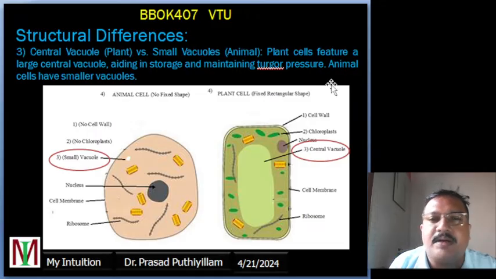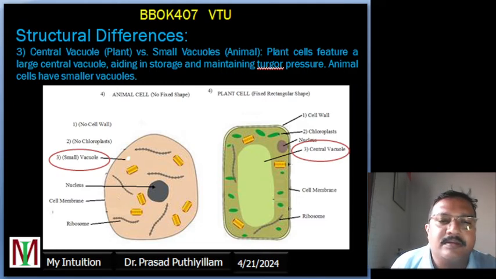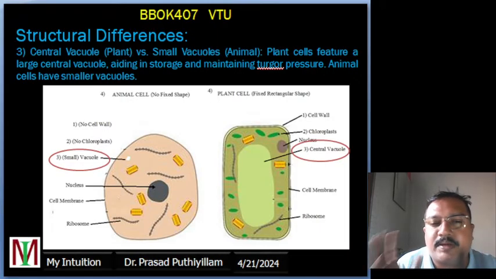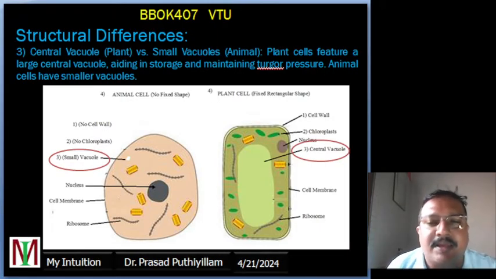Then comes the third one, the vacuole. In plants we call it the central vacuole. It's just like a big water balloon in the center of a plant cell. It stores water, nutrients, and also the waste products of the plant. So it helps the plant to stay firm and upright by creating the so-called turgor pressure, which is like the water pressure inside the cell.